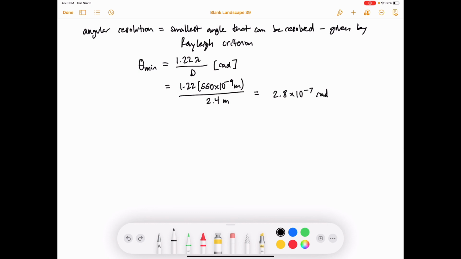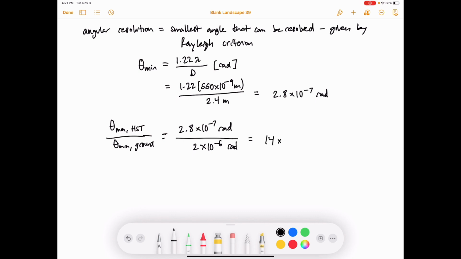But anyway, if we compare this to ground-based telescopes, theta min for the Hubble Space Telescope divided by theta min for the best ground-based telescopes. So for HST, we have 2.8 times 10 to the minus 7 radians. For the best ground-based telescopes, we have 2 times 10 to the minus 6 radians approximately. So that ratio is about 14, meaning you can get about 14 times better resolution by putting your telescope up in space and avoiding looking through the atmosphere.